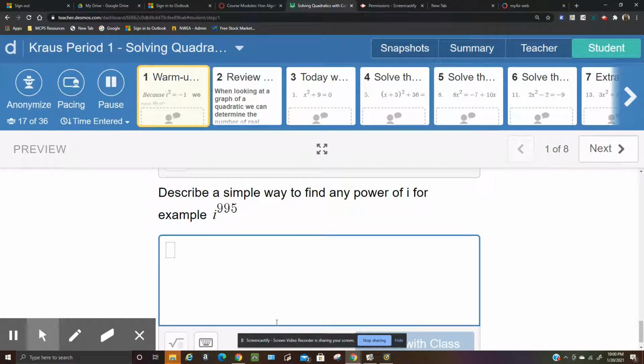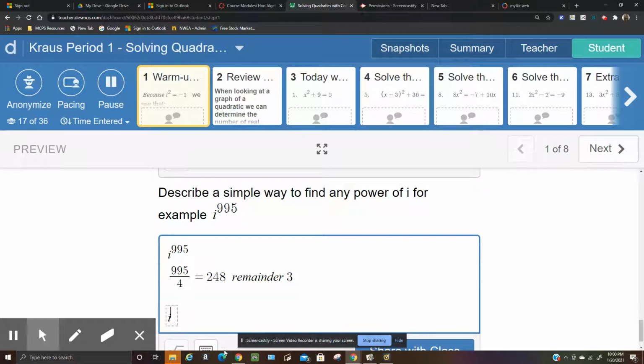And then I to the 995. We want to do 995 divided by 4, which is 248, remainder 3. So I get negative I.